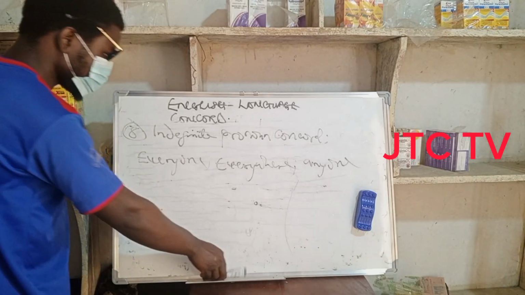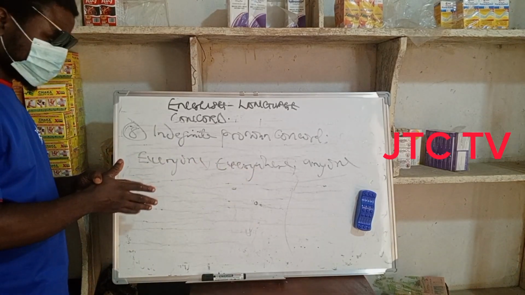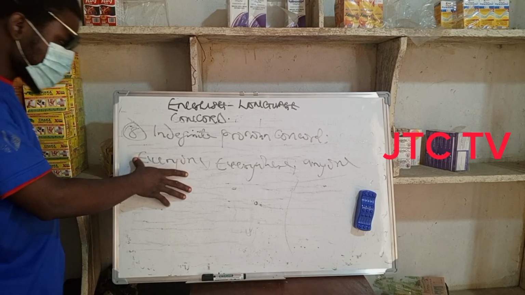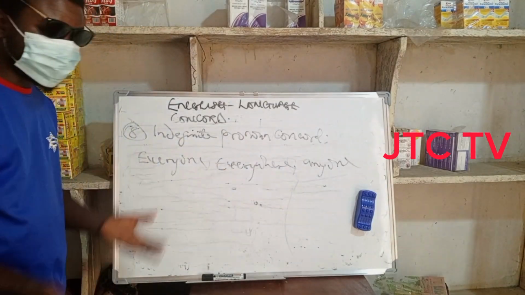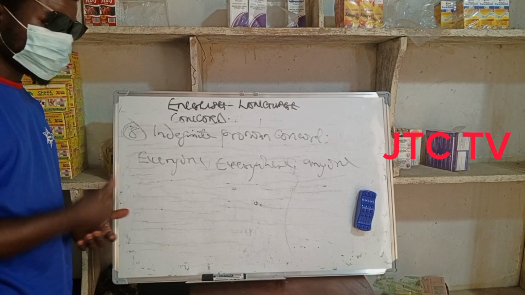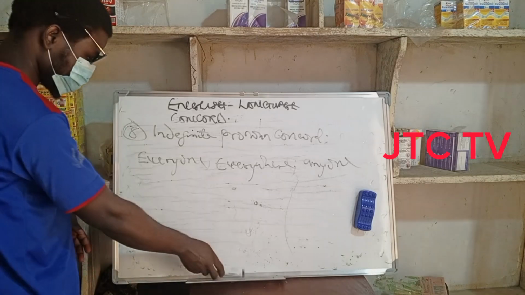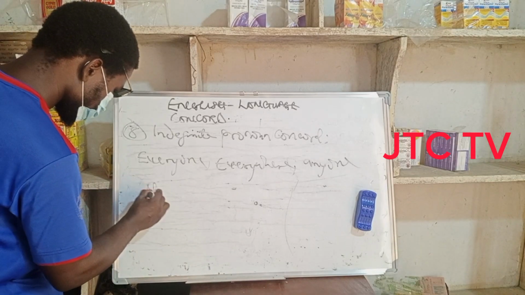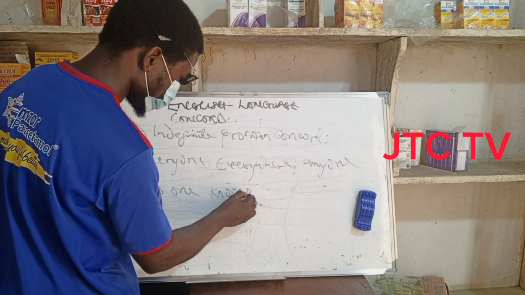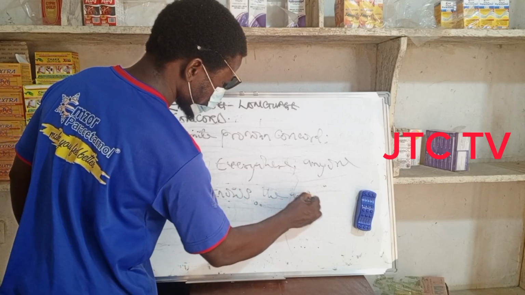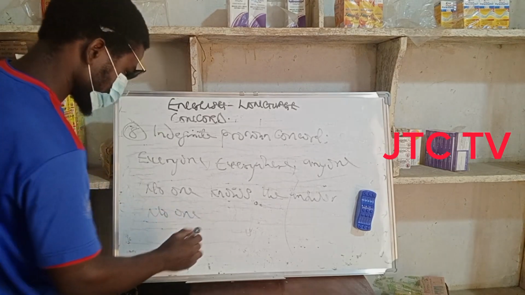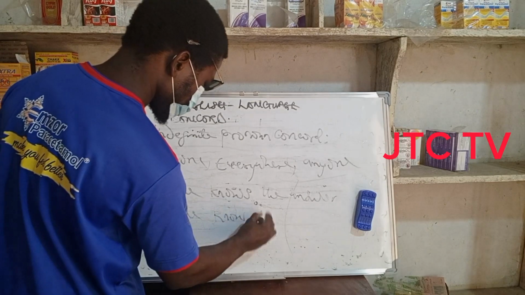So whenever an indefinite pronoun is used in a sentence, the verb of that sentence must be singular. That's the rule. If you have everyone, everywhere, anyone, anybody, no one, nothing, indefinite pronouns, whenever they appear in a sentence, the verb of that sentence must be singular. For example, no one knows the answer. No one know the answer.